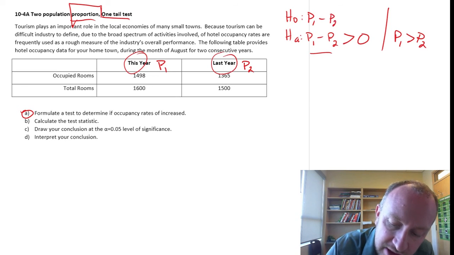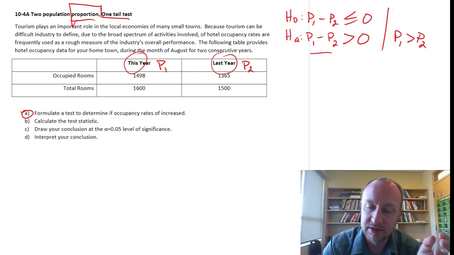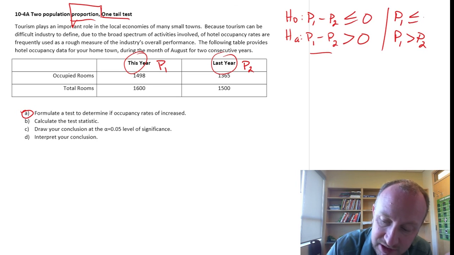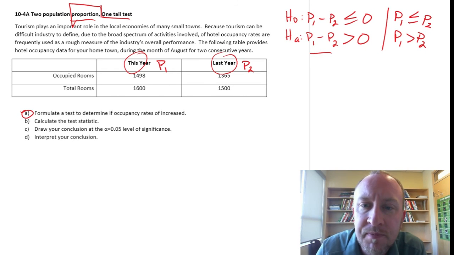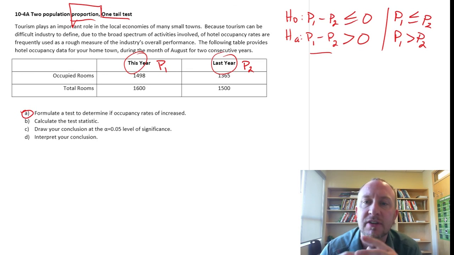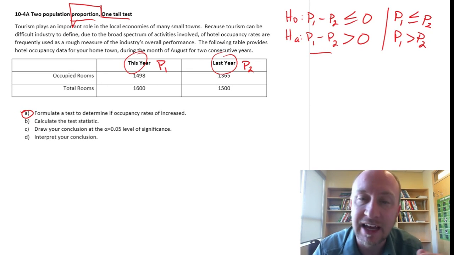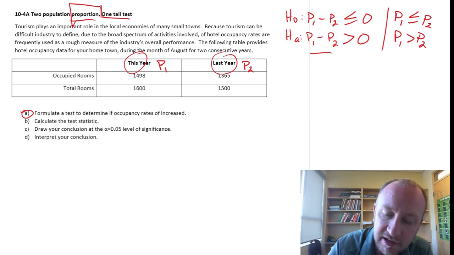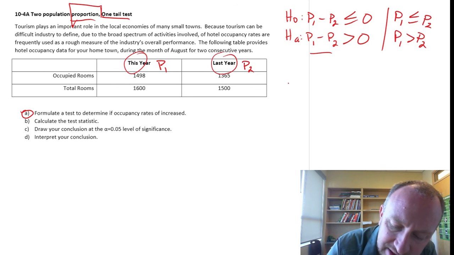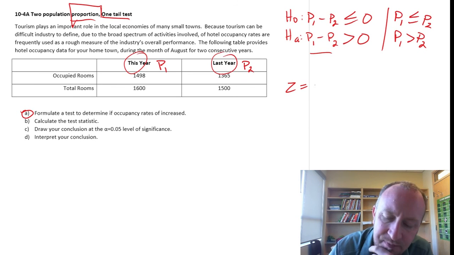So I'll fill in then the null hypothesis, which shows that no, there has not been an improvement. The proportion is no greater than, smaller than, or at most equal to the previous year, and the alternative shows that yes, an improvement has been made, or at least the evidence supports the claim that an improvement has been made. So that's it for part A. Part B, now calculate the test statistic. So here what we need, this is a little bit different from what we've looked at. The test statistic still looks very similar. It'll be the point estimate of the difference divided by the standard error of the difference.